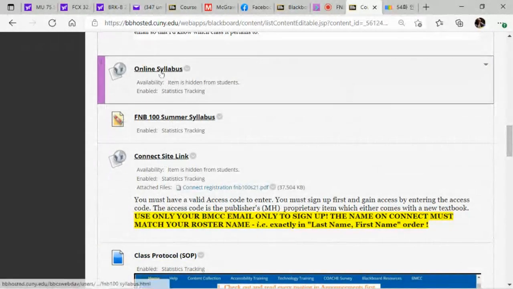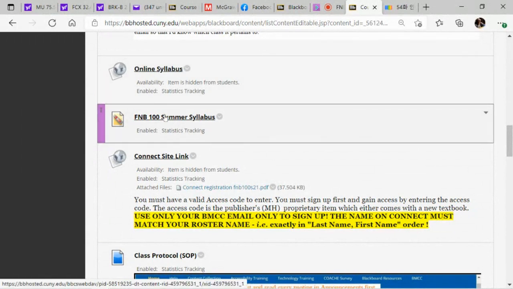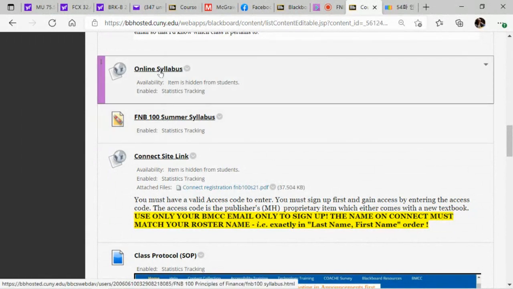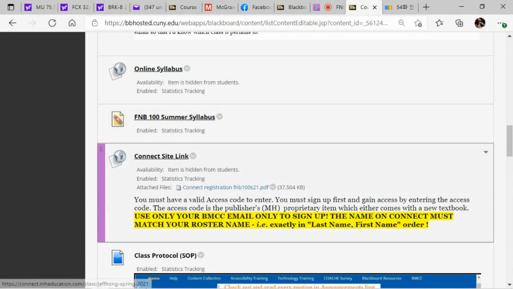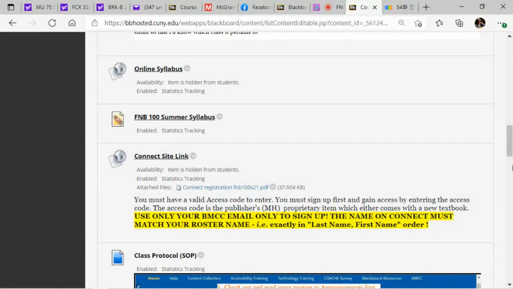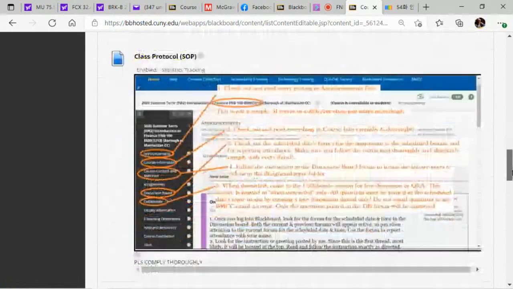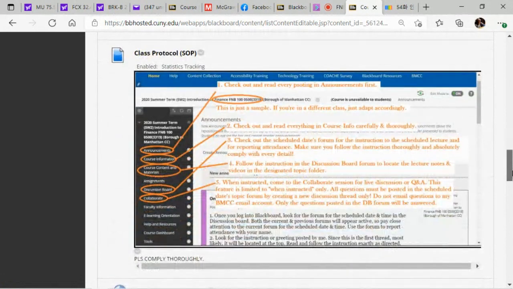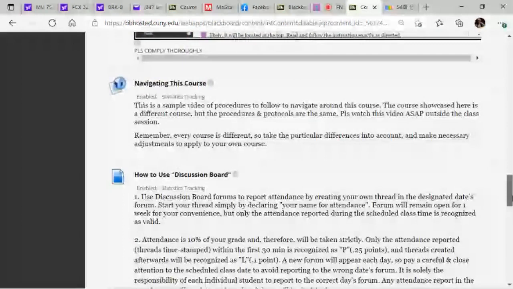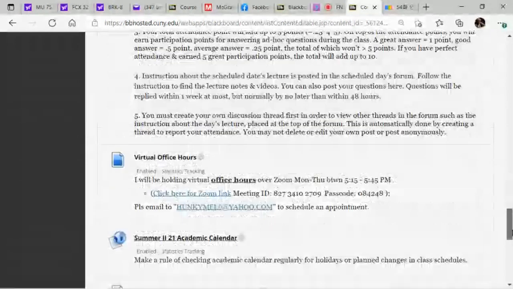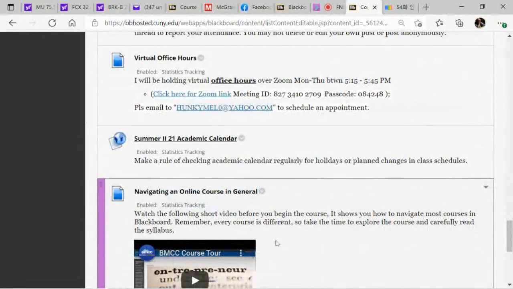Now, these are not visible to you, and of course, it doesn't matter, because of the online syllabus, that's a standard syllabus for the regular semester. You need the summer syllabus, so this is not necessary for summer, so the link is hidden. And office hours.